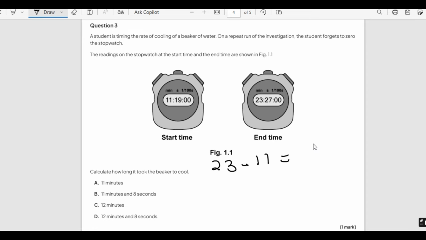So the time in minutes is 12 minutes, and we should not ignore the seconds also. So now we'll find the seconds. 27 seconds minus 19 is 8 seconds. So 12 minutes and 8 seconds, which is D1. Now why have we separated minutes and seconds? We should always do it separately, so that if there are more than 60 seconds, we can add that 60 seconds into the minutes. It's always better to calculate the minutes and seconds separately, to get the exact answer.